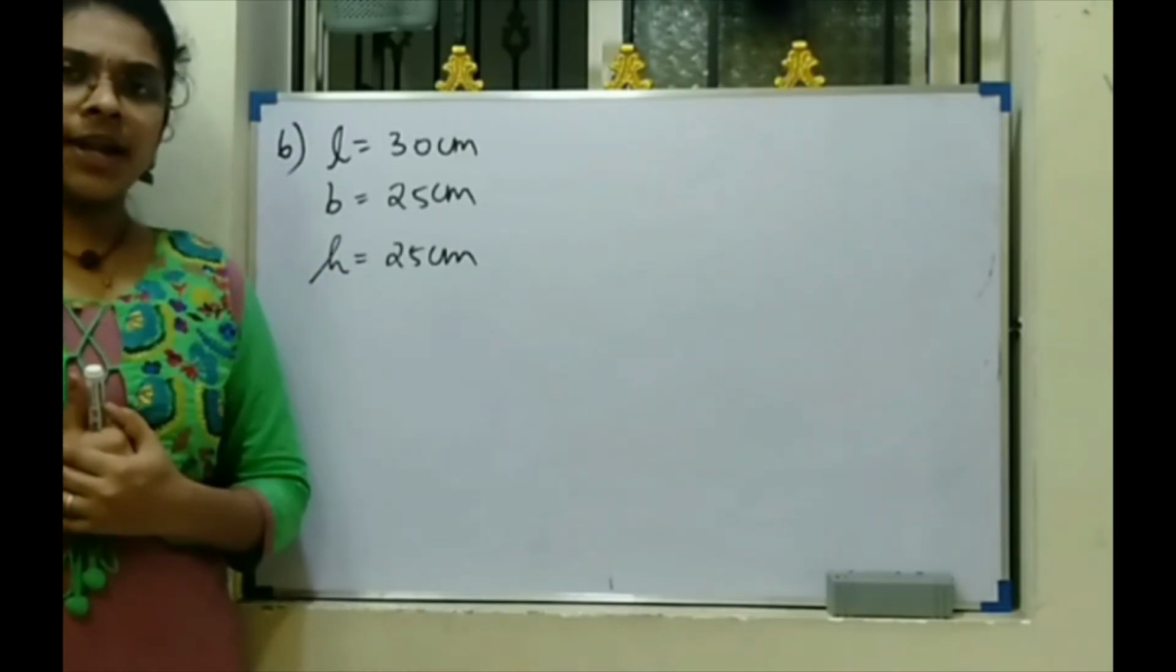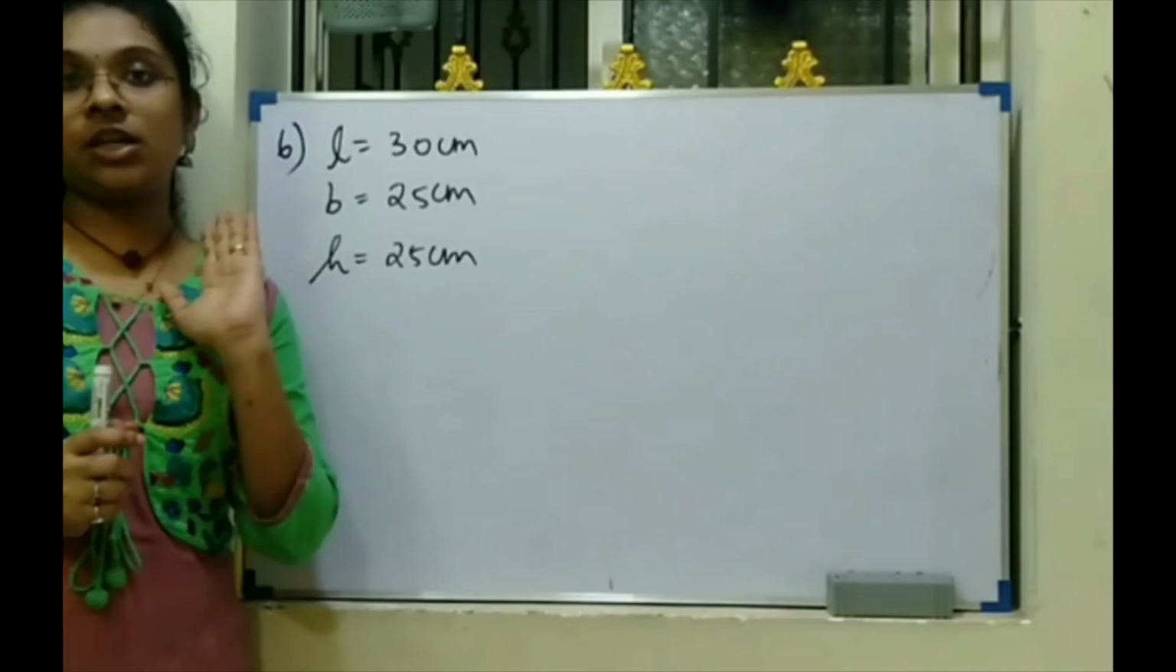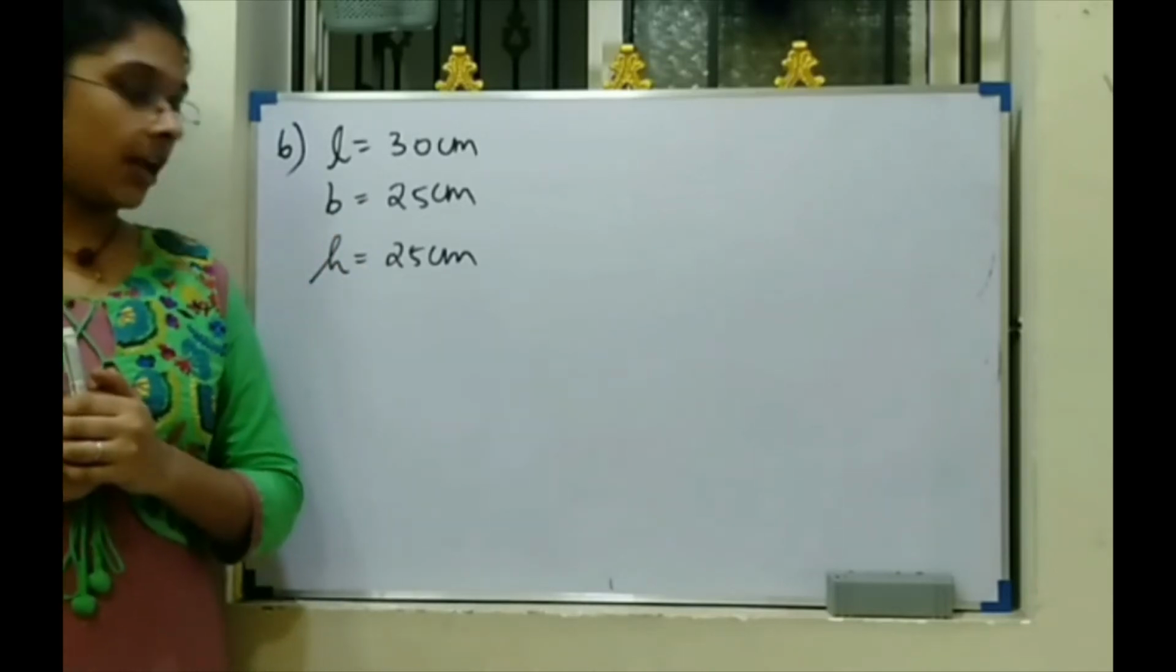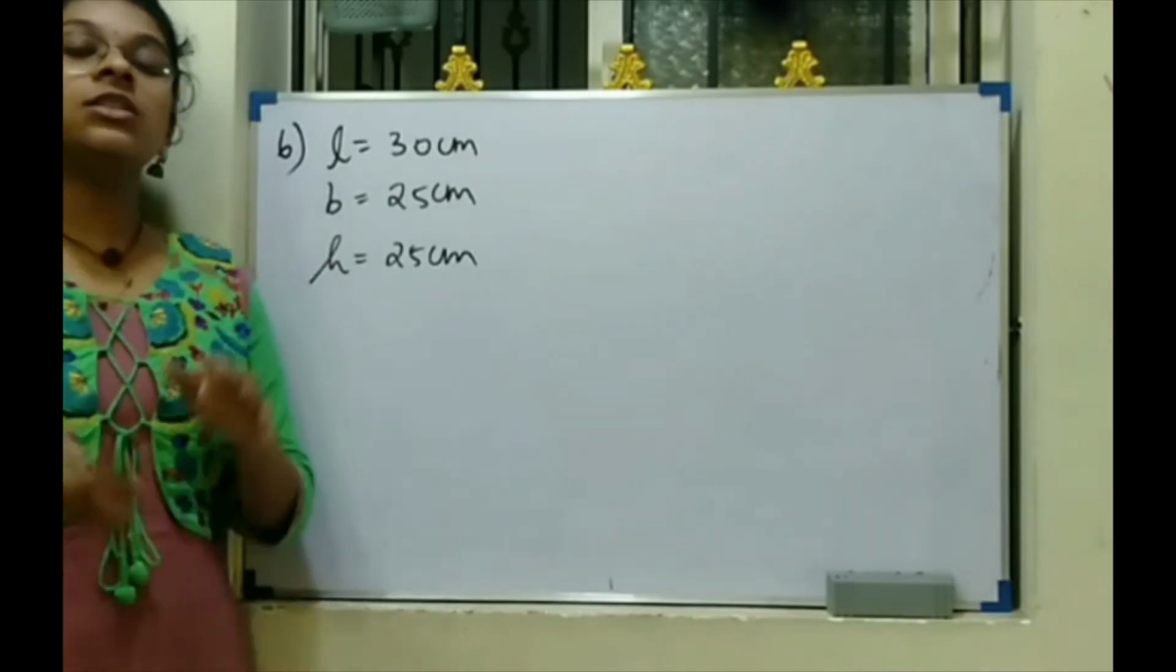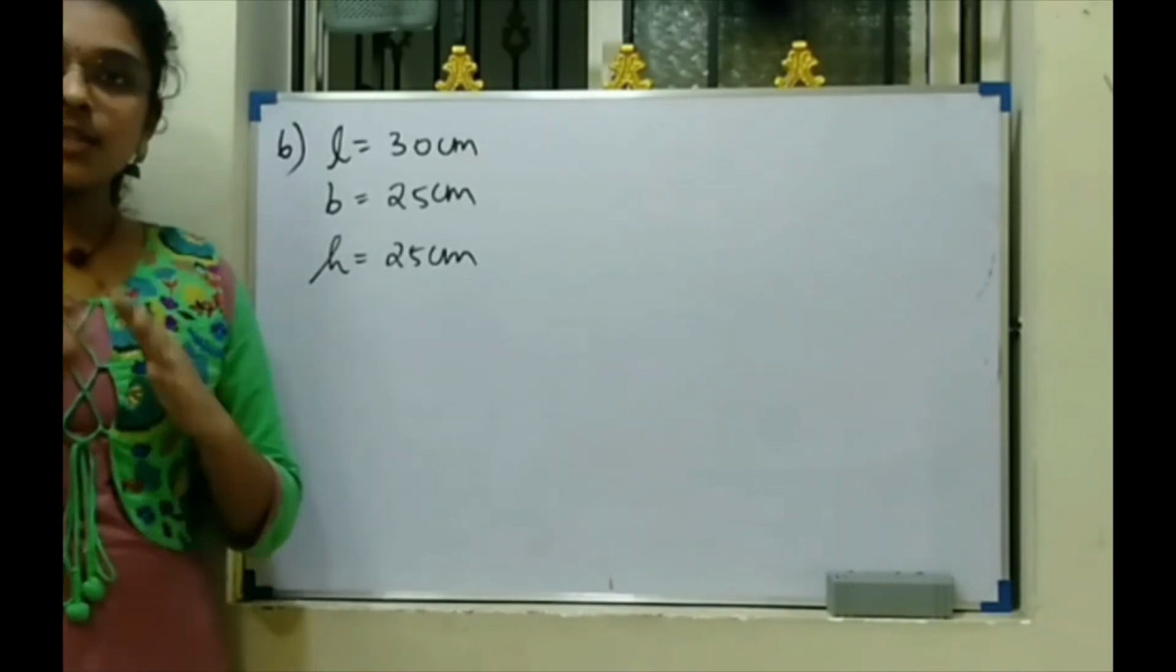Now, how to find the area? What area we have to find? Whether it is total surface area or lateral surface area. It's obviously total surface area because they have told that including the base means all the 6 faces are covered, right?